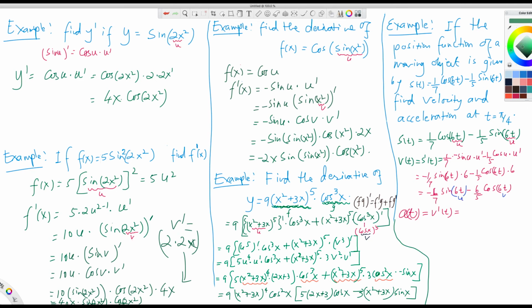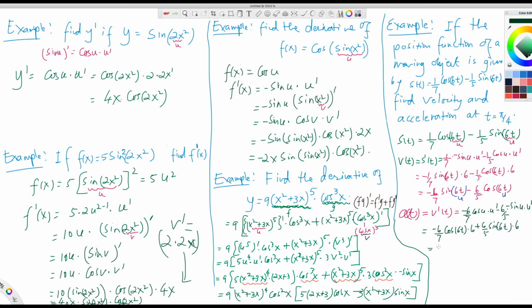So what do you get? You get negative 6/7, and the derivative of sine u is cosine of u times u prime, minus 6/5 times the derivative of cosine, which is negative sine u times u prime again. So you get negative 6 over 7 cosine of 6t times 6, and then plus 6 over 5, because there is one minus here and another minus, so the product is positive, sine 6t times u prime, which is again 6.